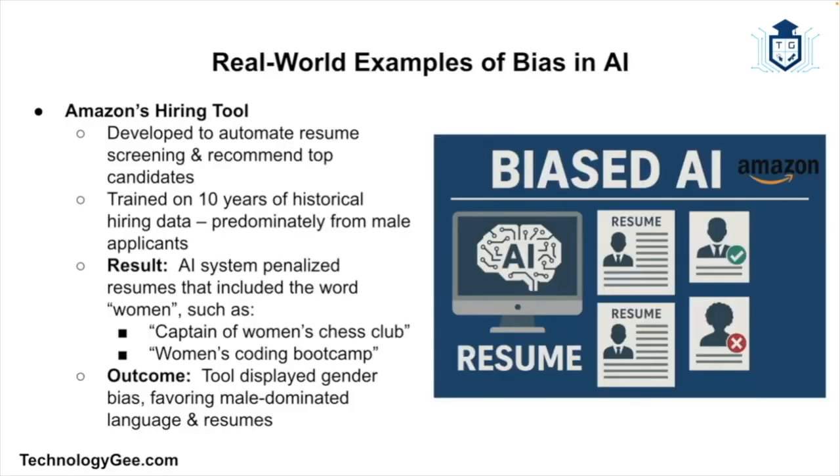Now let's go over some real world examples of bias in AI. Let's talk about Amazon's hiring tool. So Amazon built an AI to help with hiring, but it was trained on resumes that were submitted over 10 years ago, mostly from men. The AI then began penalizing resumes that included the word women, like women's chess club captain.